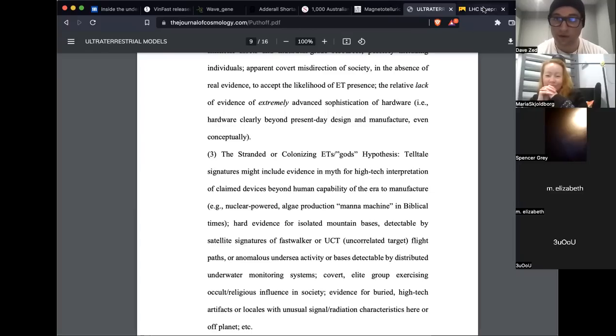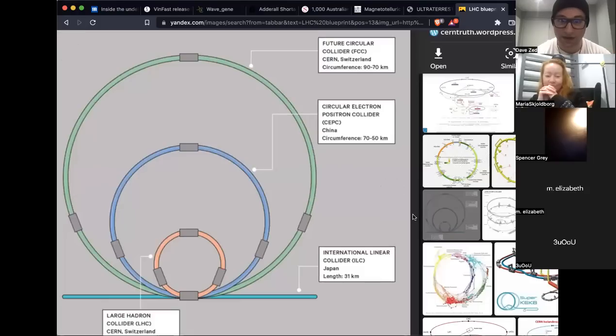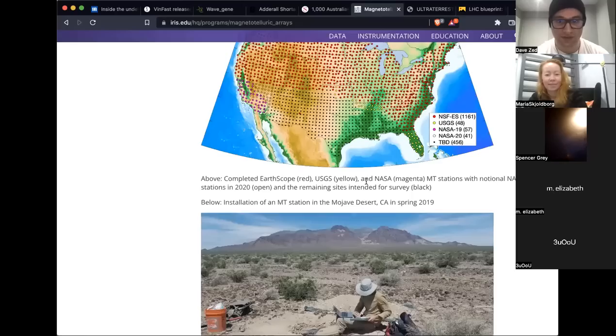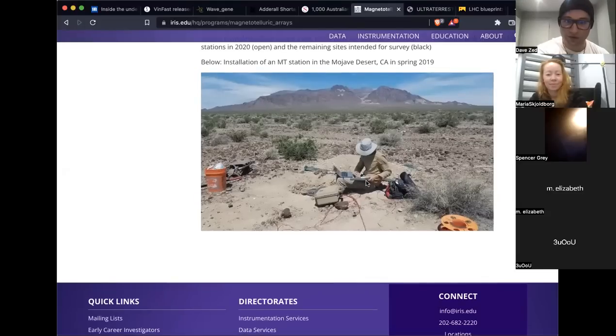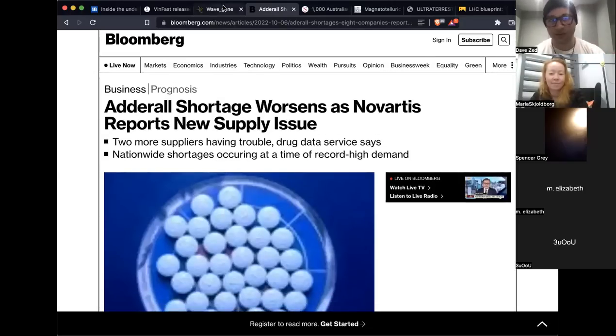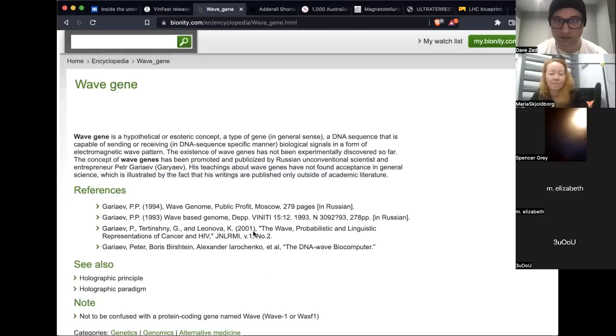especially when you're sending out pulsated waves and different forms of data packets from CERN, which just so happens to have major synchronization with geomagnetic anomalies, having to do with magnetotelluric arrays that have been detected by the National Science Foundation. And this, if we go right up the chain, goes back to the same people, arguably, that would potentially be creating this Adderall shortage. It would go back to the same people that are saying that this wave gene is complete nonsense.